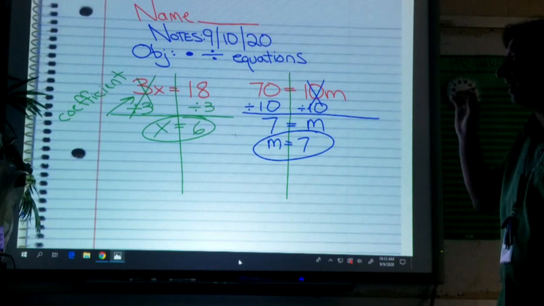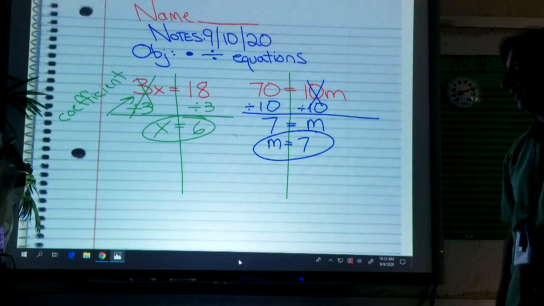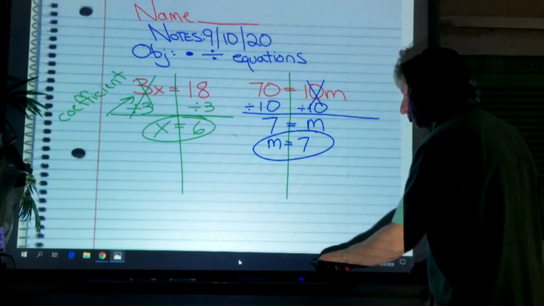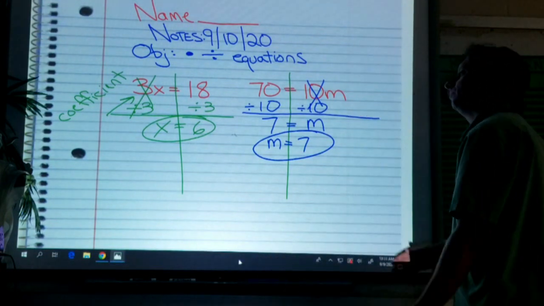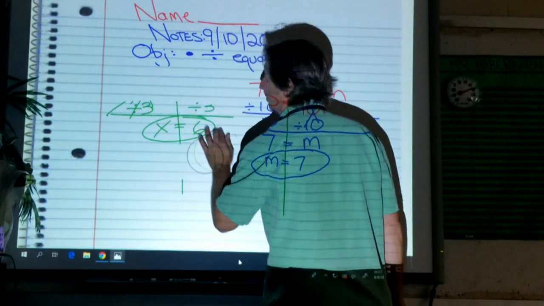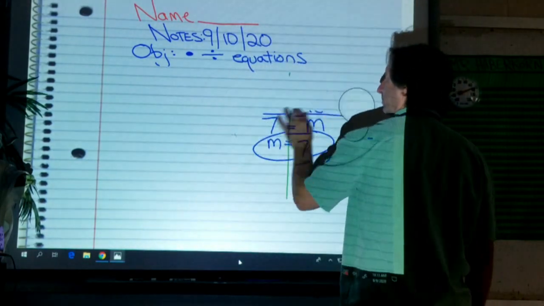So that's multiplication equations. That's as hard as they get. If you have a calculator, it's just as easy as adding, subtracting, maybe even easier. Okay, so the division ones are a little bit different. They're actually easier.